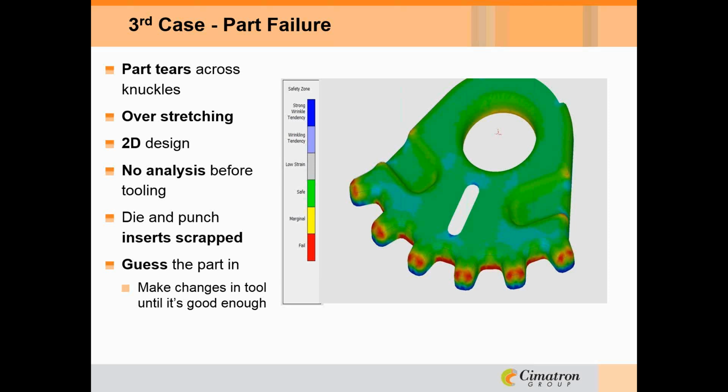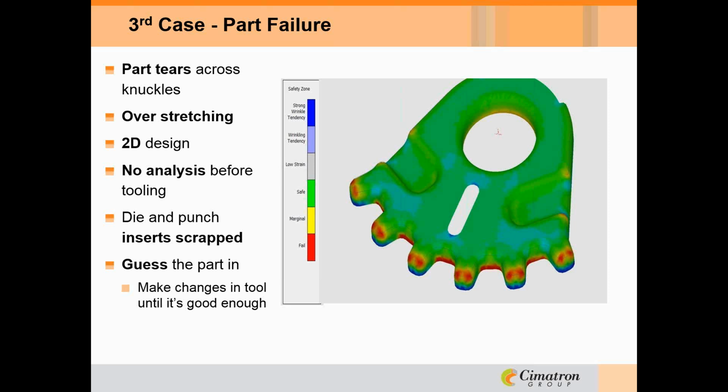I started with a 2D design, and there was no analysis done beforehand. The designers, well-experienced guys, looked at it and realized probably not going to get it right the first time, so let's make die and punch inserts. We'll harden those inserts because more than likely we'll have to remake them anyway. And this happened 3 times, so they basically scrapped 3 sets of hardened inserts. And what they were left with was realizing what doesn't work.